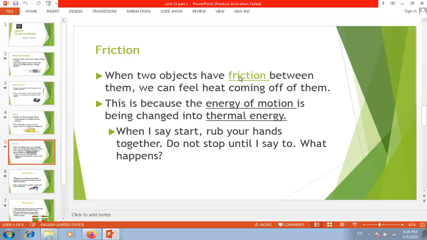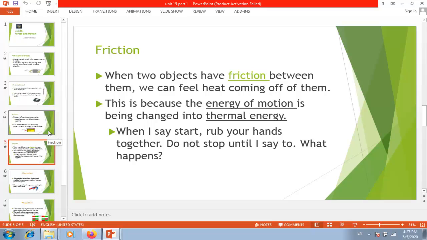When two objects have friction between them, we can feel heat coming off them. All of you with me, start to rub your hands together. What did you feel? Faster, even faster. You felt hot. There is a high temperature between your hands. So when bodies are touching each other, they make a friction force. The friction force most of the time produces heat, because the energy of motion is being changed into thermal energy. When I say start, rub your hands together, don't stop until I say. What did you feel? Yes, you felt a high temperature.